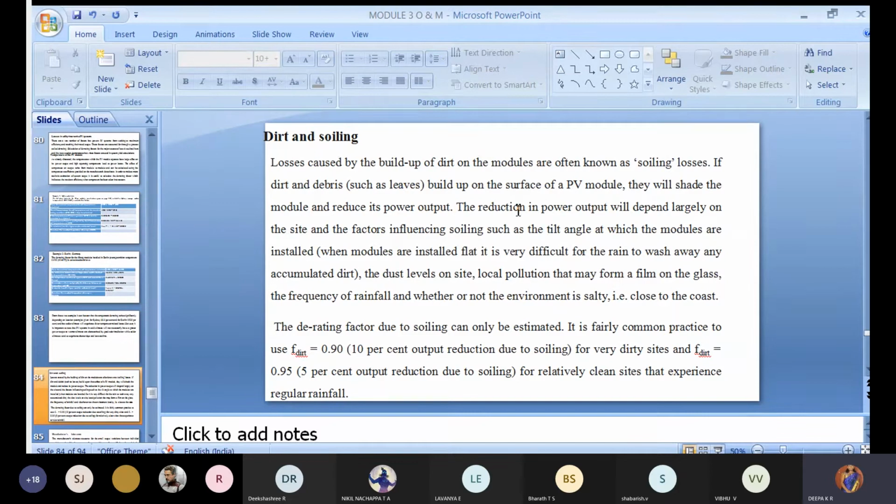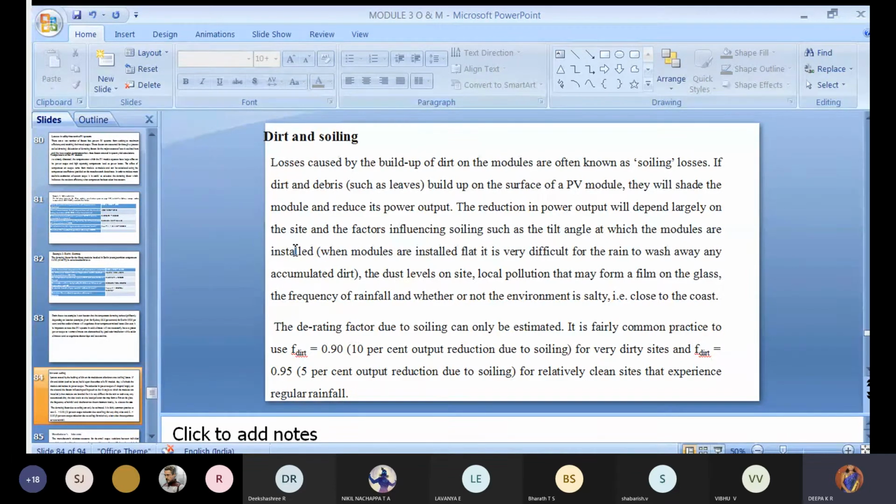That's what they say. The reduction in power output will depend largely on the site and the factors influencing soiling. Which are the factors? That is the tilt angle at which the modules are installed. Okay. So as we say, if the roof is tilted, you can implement as per the design.